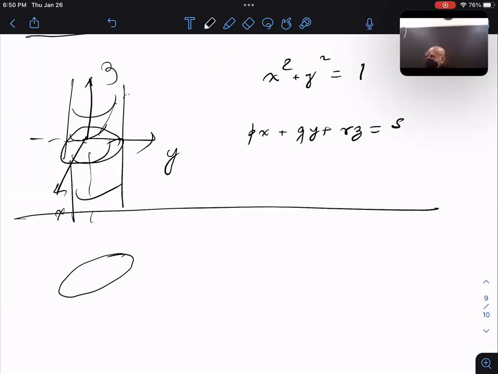is constant. So the way in which you draw an ellipse is by putting two pins and tying a thread, and then putting a pencil so that the thread is taut. It's not lax. And then you move it in such a way that it remains taut. The curve that you get is an ellipse.